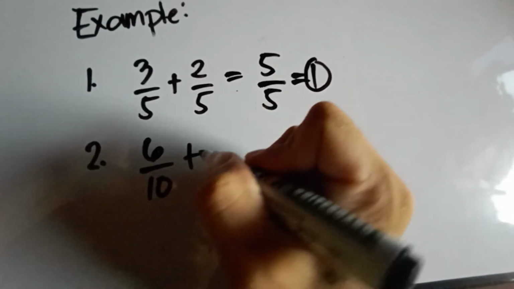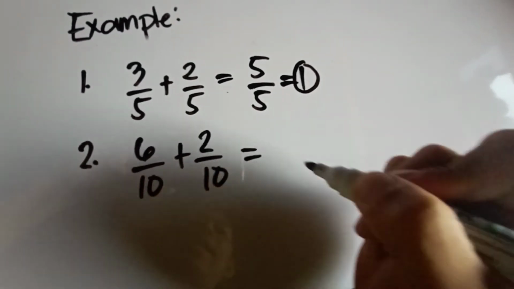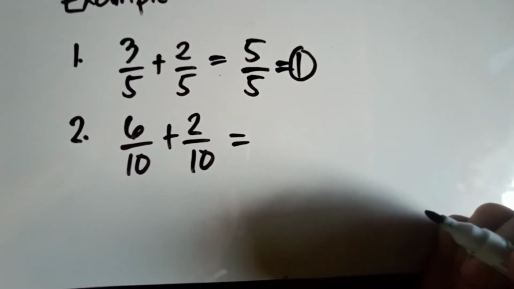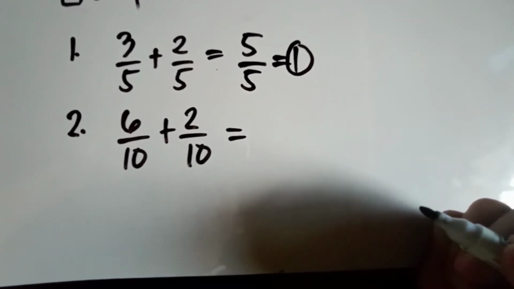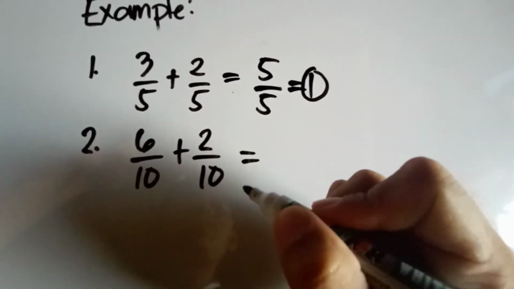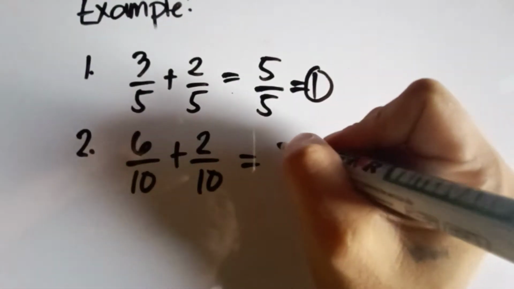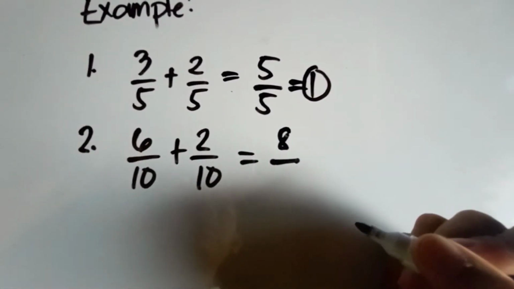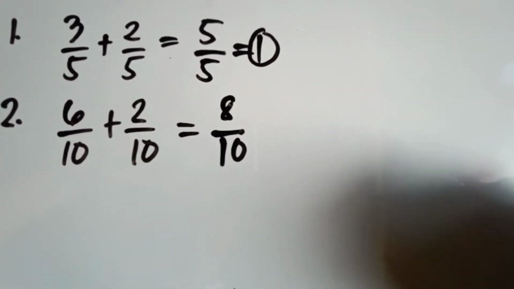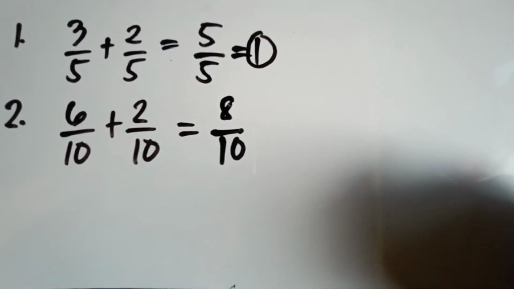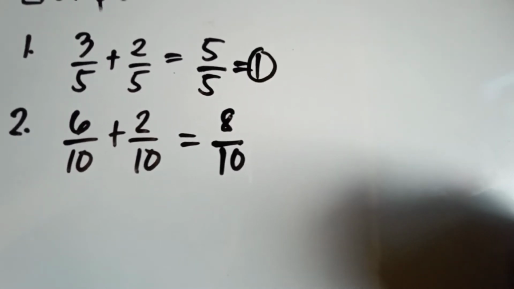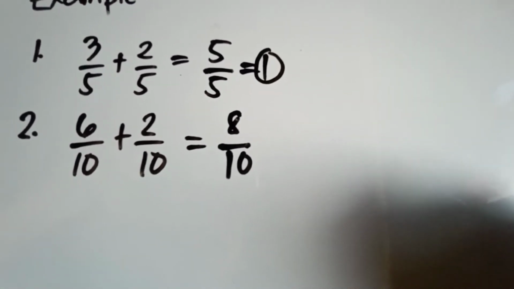Let's try 6 tenths plus 2 tenths. Let us try to find the sum or total of 6 tenths and 2 tenths. So again, in adding similar fractions, we are going to add the numerators. That's the first step. So 6 plus 2 is equal to 8. Then step number 2, copy the denominator, which is 10. Now let's check our answer. 8 tenths. Is it our final answer? No. 8 tenths is not the final answer because it can be changed to lowest term.